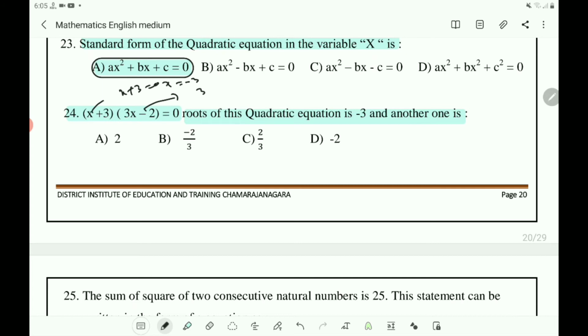The other you will get from 3x minus 2 equals 0, so 3x equals 2. If you transfer it to the RHS, then x equals 2 by 3. So the other root is 2 by 3. Option C is the answer.